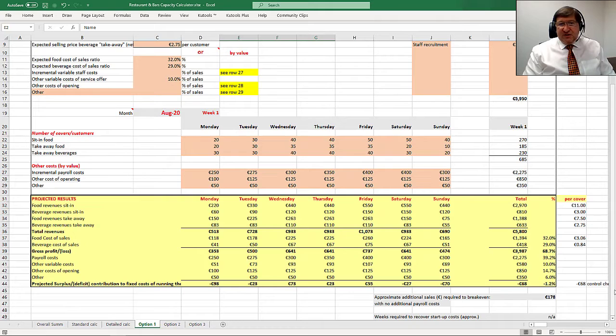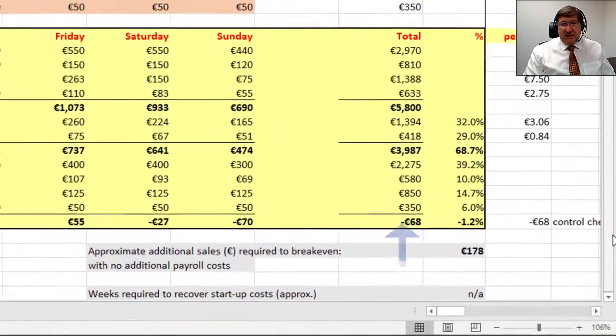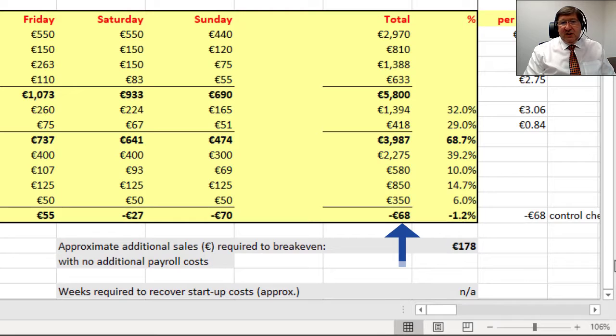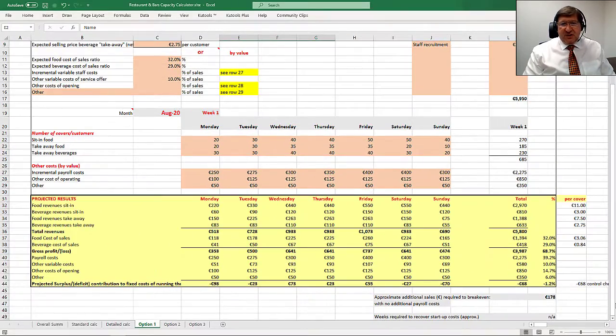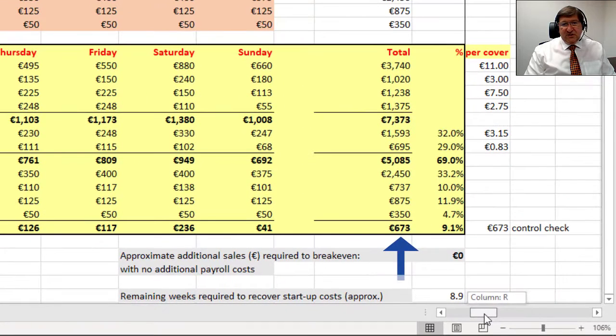Taking a look at week 1, a summary of your trading projections is shown in the highlighted section. In this example, introducing the breakfast service is expected to generate a loss in week 1 of trading. In such a scenario, the sheet will automatically calculate the increase in turnover required to at least break even. Where the projection suggests that the new service will generate a profit, it also provides an estimate, for each of the 4 weeks that you can enter data, of the remaining weeks required to recover your startup costs. In this example, the service is expected to generate a small profit in week 2, in which case it expects startup costs to be recovered in approximately 9 more weeks.